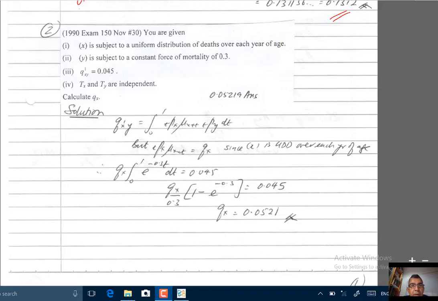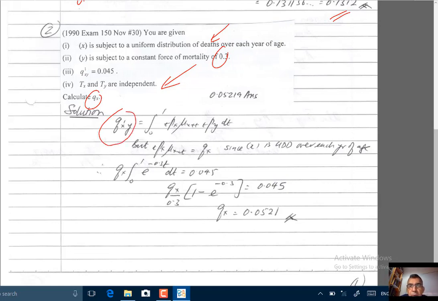Question number 2. You're given X is subject to a uniform distribution of deaths over each year of age. Y is subject to a constant force of mortality, 0.3. We are given Qxy with a 1 on top of the x equals 0.045. You're told that Tx and Ty are independent. We're asked to work out Qx. And we're looking at this contingent probability, with X dying before Y in the next year.